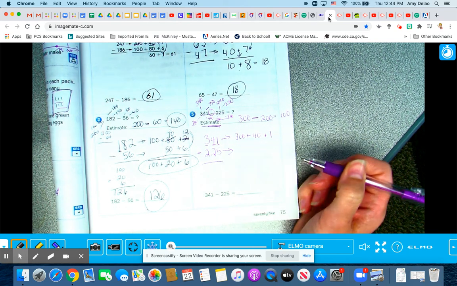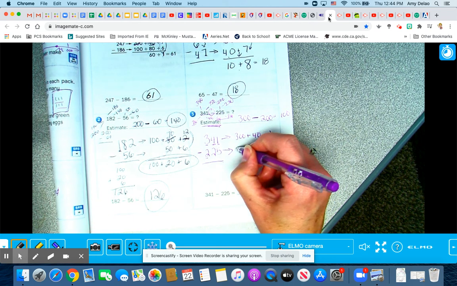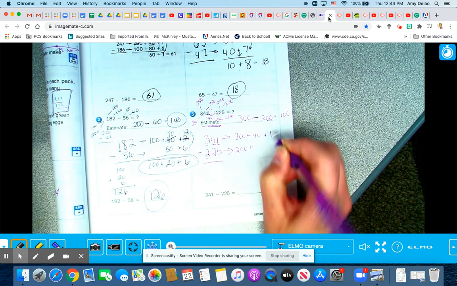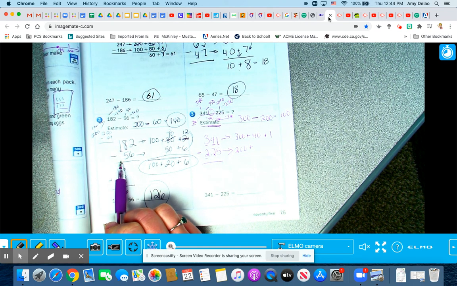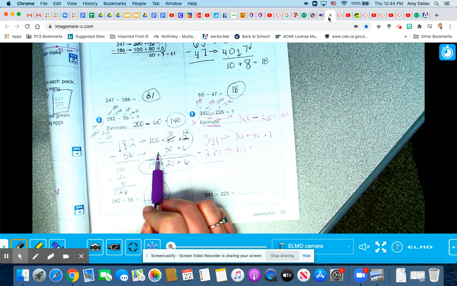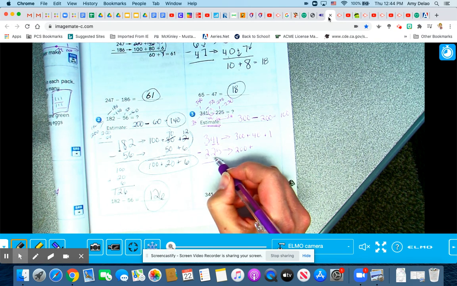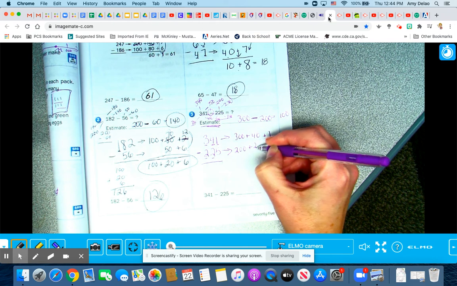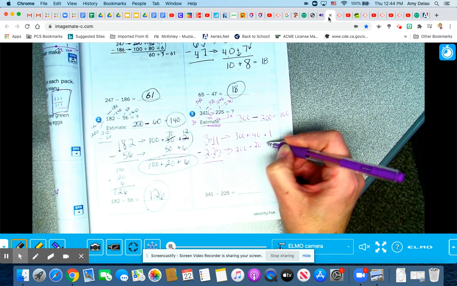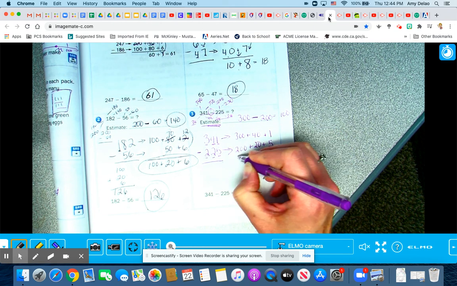Okay, and then we'll do our next number. Our hundreds place is 200. And if you don't have a hundreds place like we didn't over here, we just didn't write anything. Okay, and then our tens place is 20. And then our ones place is 5.